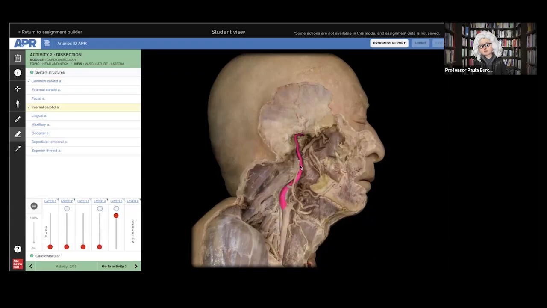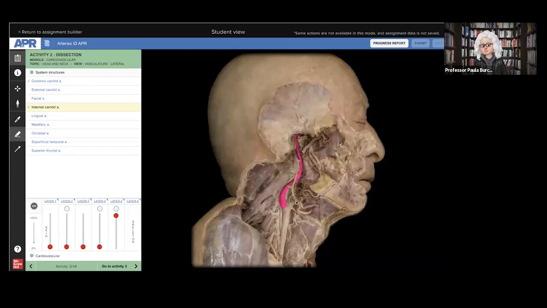Now follow it. Notice that it's going to the brain. This is how you're going to know. It goes through that carotid canal. So remember, you have one on each side, and then into the brain. Remember that we're feeding the circle of Willis that we just looked at.